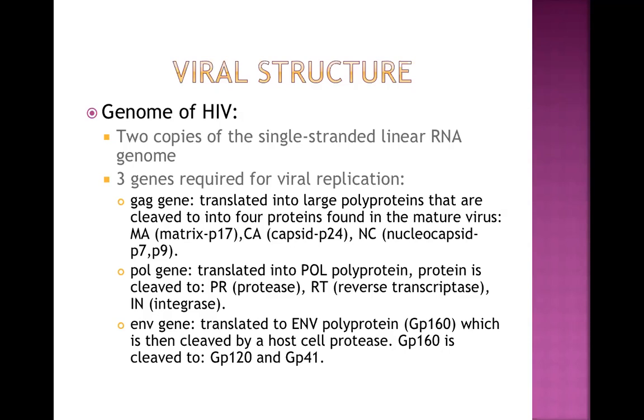Now, the POL gene. First it will translate into a polyprotein, and this polyprotein will be cleaved into smaller proteins. These are three main enzymes: protease enzyme, reverse transcriptase enzyme, and integrase enzyme. All of these have a very important role to play. Now, the env gene. Env is the envelope gene. It first translates to the env polyprotein, which is a bigger one. We already talked about GP160. This GP160 is further cleaved by a host cell protease or proteolytic enzyme into GP120 and GP41. So these are the three important genes in HIV.